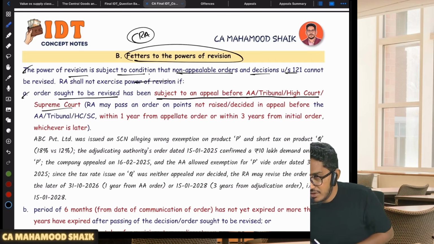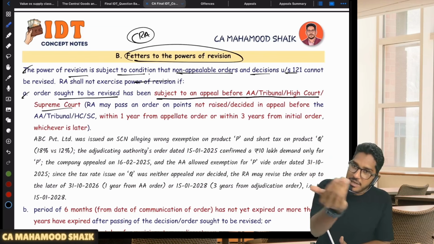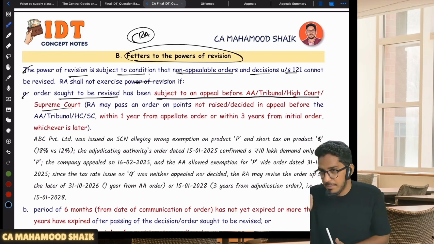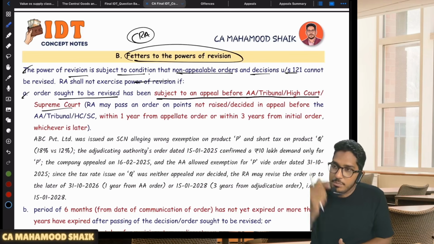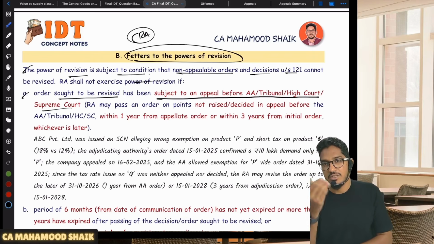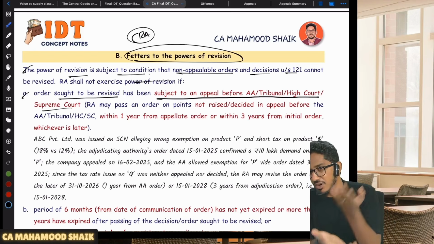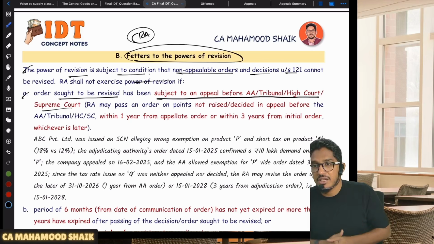Some order is passed by the adjudicating authority, but that order is already subjected to appeal. That means either it is appealed by the department, or it is appealed by the aggrieved person. Appeal is going on, or it has been appealed before the appellate authority, tribunal, High Court, Supreme Court. Already proceedings are going. Then he should not pitch in. Why? Because that order is not yet final. When the person has gone for appeal, that means that order is not yet final. Now how can you come and take revision for that?